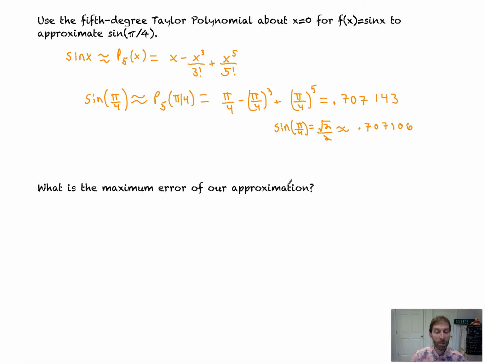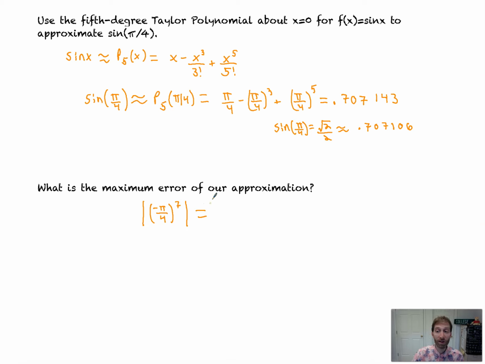Now, what is the maximum error of our approximation? Meaning, what is the true value of this? Now, we know the exact value. We know it's root 2 over 2 because it's a nice value I picked here for sine. But what's the maximum error of our approximation? Notice that this is an alternating series. So since it's an alternating series with terms that decrease in absolute value to 0, we end up with the first ignored term, which would be the absolute value of minus pi all over 4, that raised to the 7th power. That right there would be the maximum error that we have.